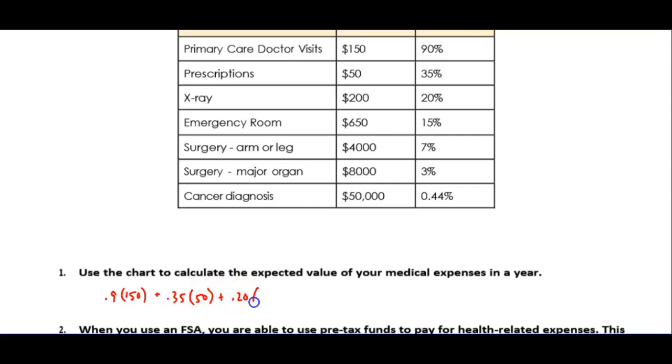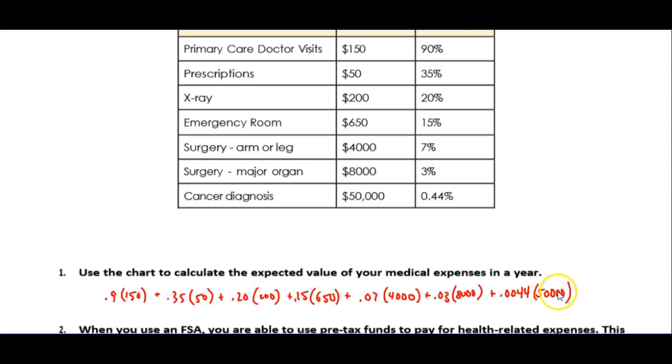So 20% times 200 and 15% times 650, 7% times 4,000. Make sure you have that extra zero in there. 3% times 8,000. So all these larger quantities are definitely smaller probabilities, and that's because they're more major events.